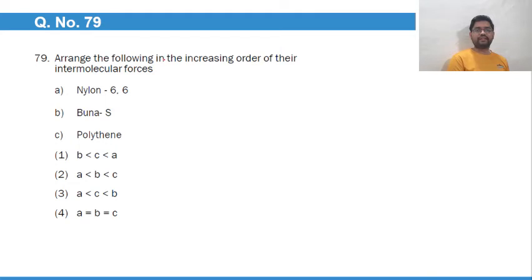79. Arrange the following in the increasing order of their intermolecular forces. Out of all three, the highest intermolecular forces will be in nylon. So highest is A, C, B, C. So this is not the answer, this is not the answer, this is not the answer, and hence this will be the best answer.